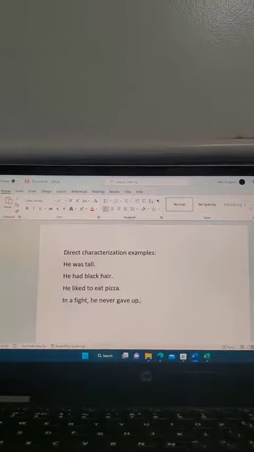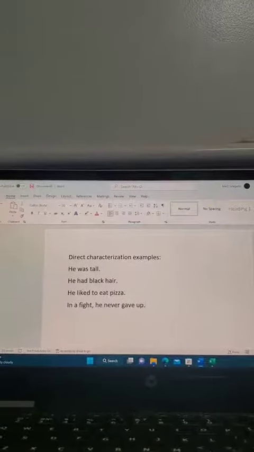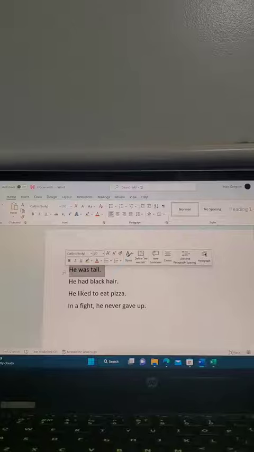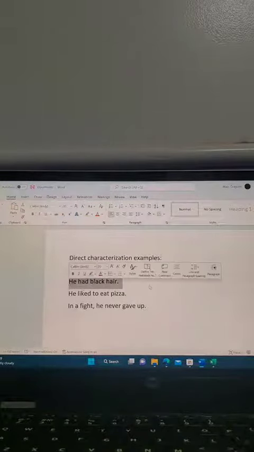These are all examples of direct characterization. He was tall, he had black hair, he liked to eat pizza, in a fight he never gave up. These are all things that are being told to the reader. Some of these would be really difficult to do with indirect characterization. Like, he was tall, although I guess we could say that he was always towering over other people, or he had black hair. That would be difficult.